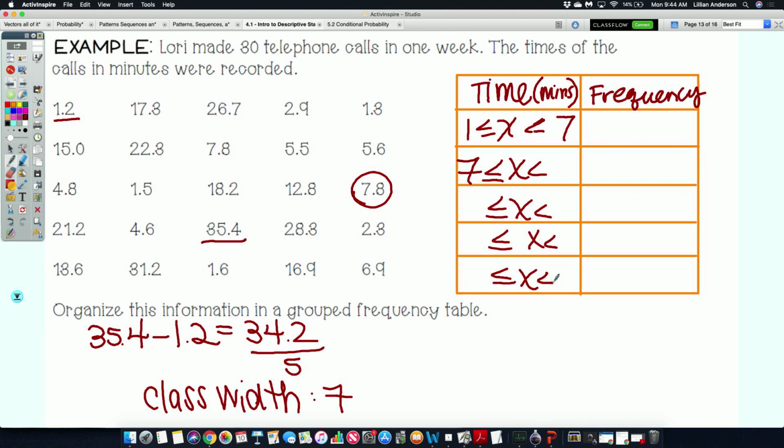So I'm going to keep this at 7, or make it 8. If I keep it at 7, I'm going to need more than 5 classes. If I make it 8, will I need more than 5? No. So let's make it 8. Good observation. I saw a hand up in the back.